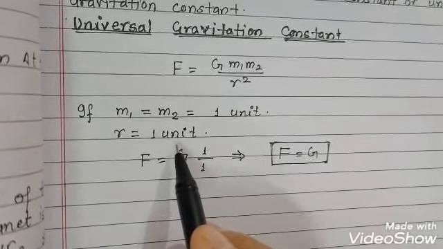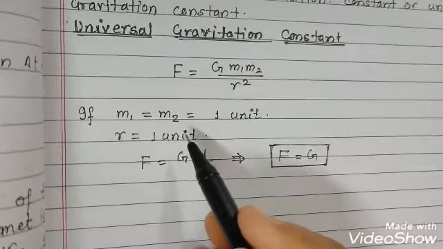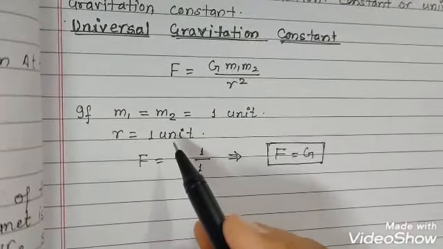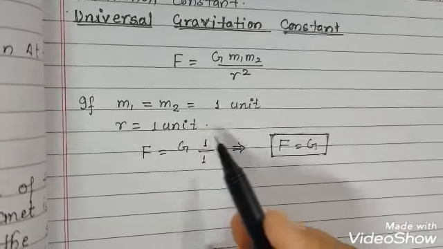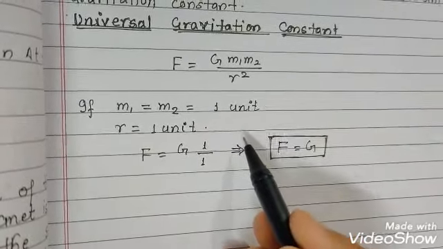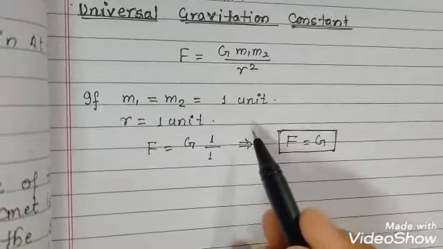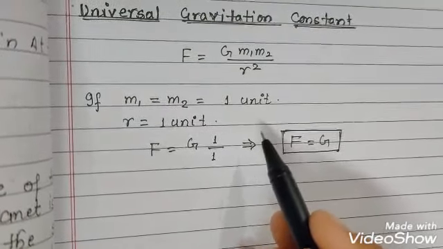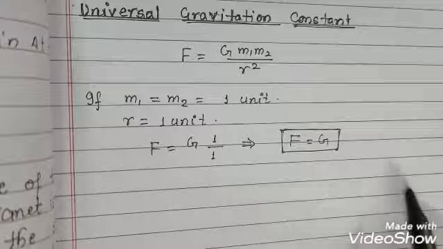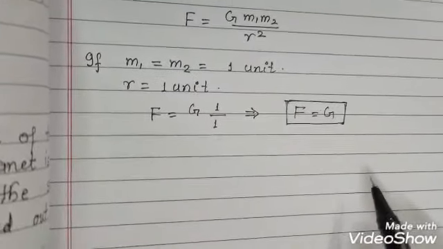So once again, the definition of universal gravitation constant is that universal gravitation constant is equal to the force of attraction acting between two bodies each of unit mass and whose centers are placed unit distance apart. Now we'll see the SI unit of universal gravitation constant.